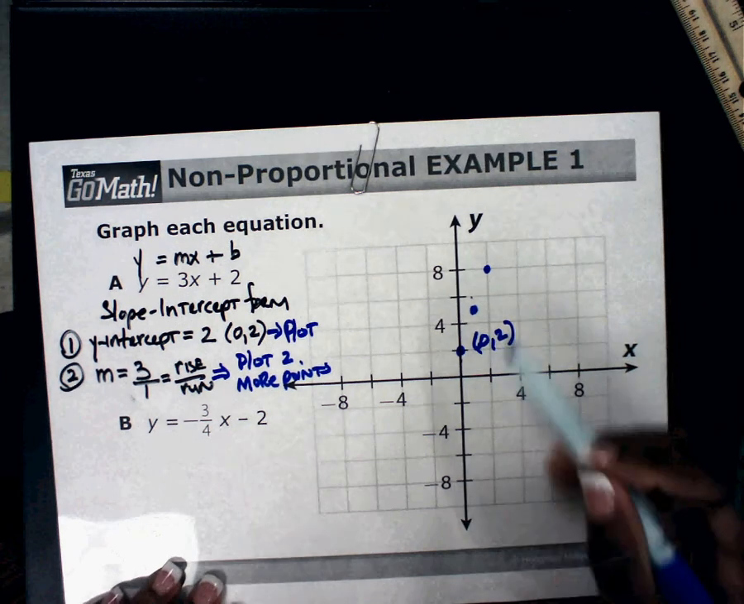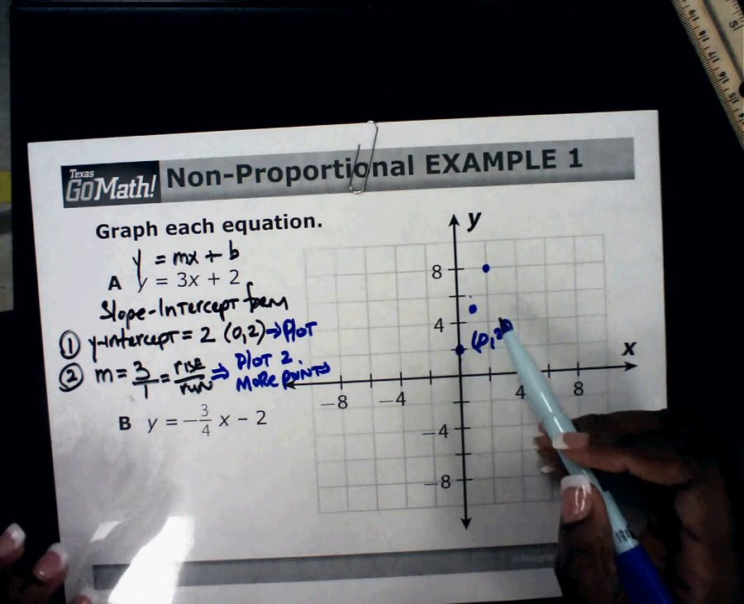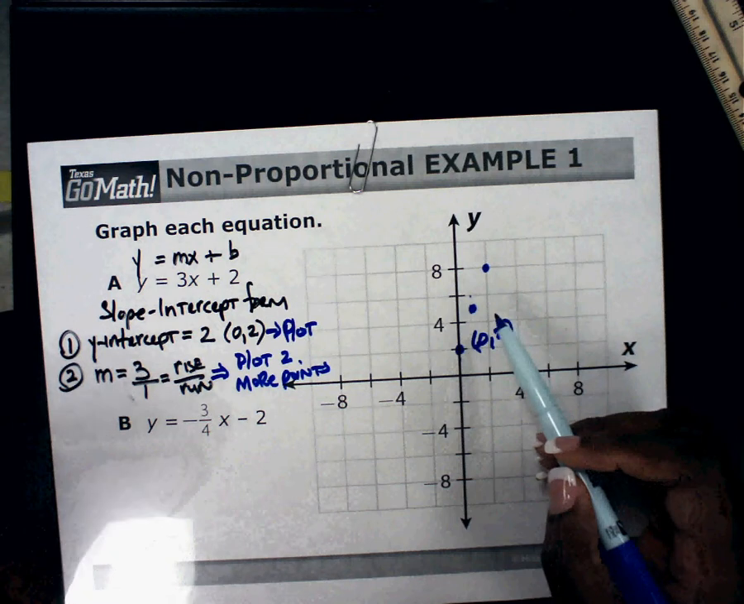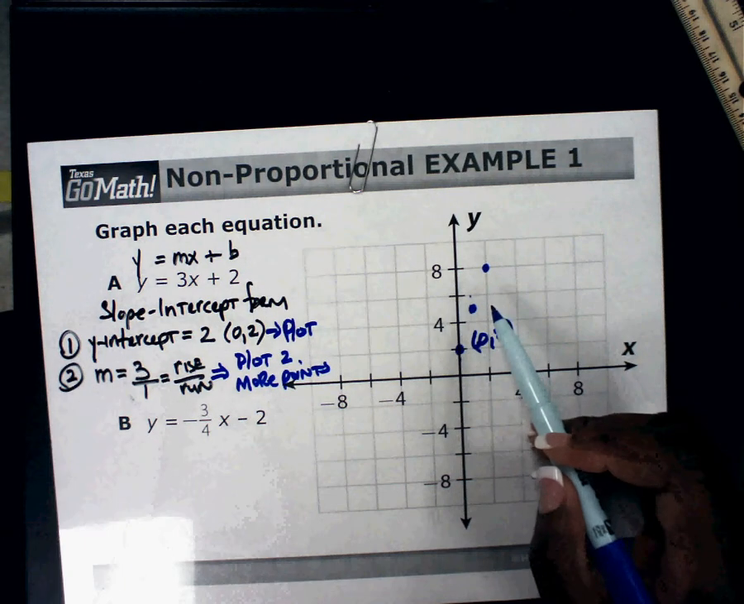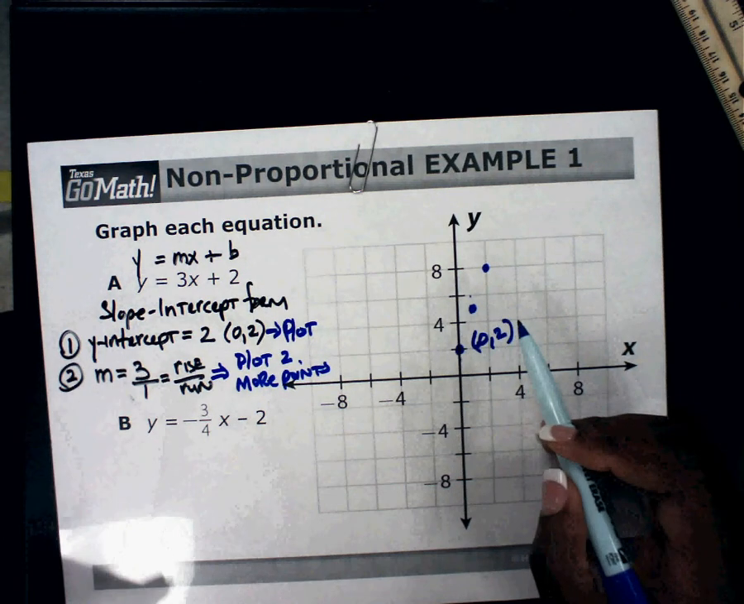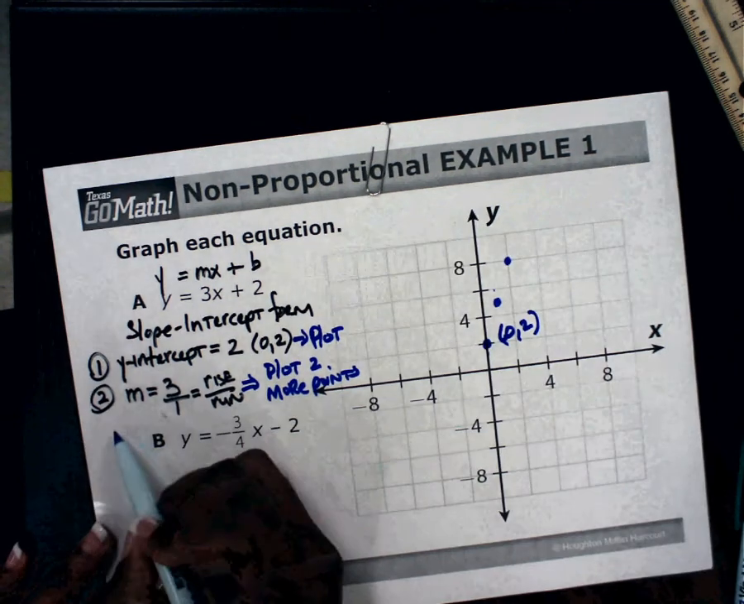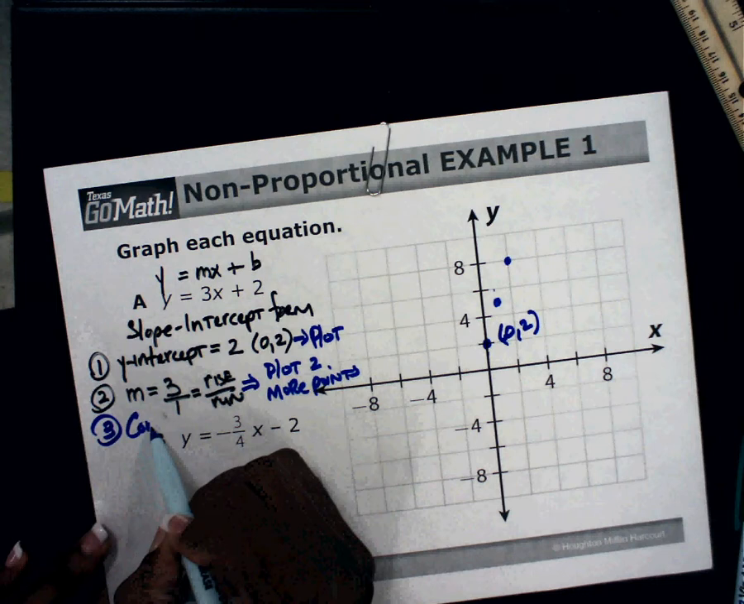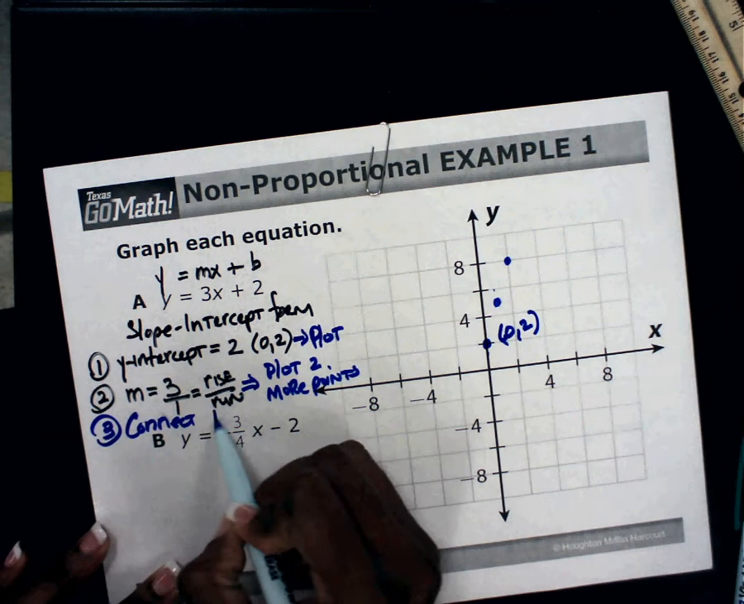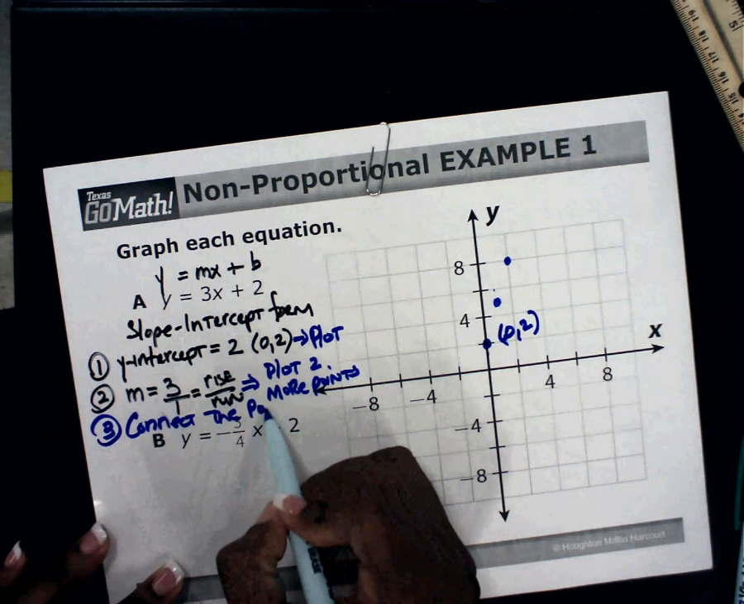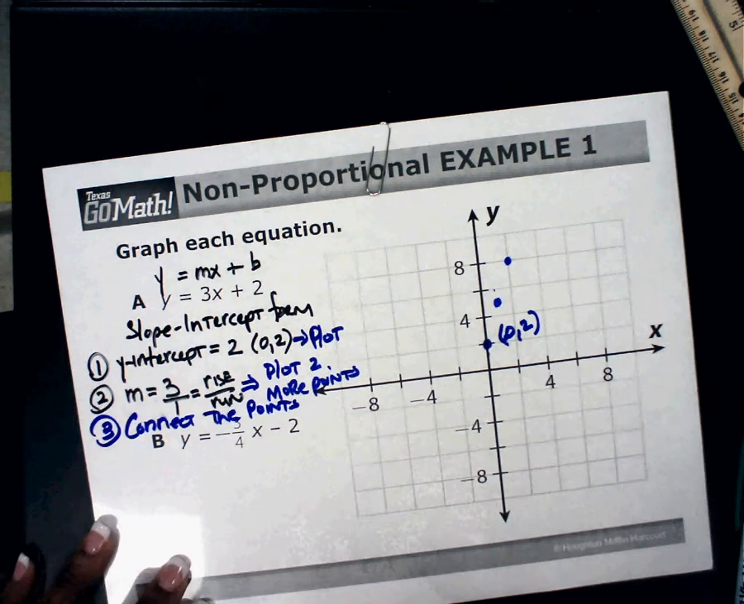We do 3 points because we want to be able to check and make sure that the 3 points are accurate, because we need to be able to draw a straight line through the points. And so that'll give us number 3, which is connect the points.